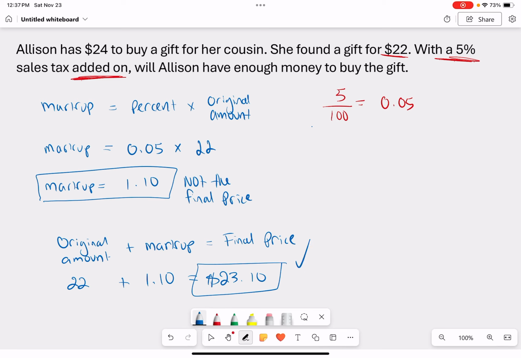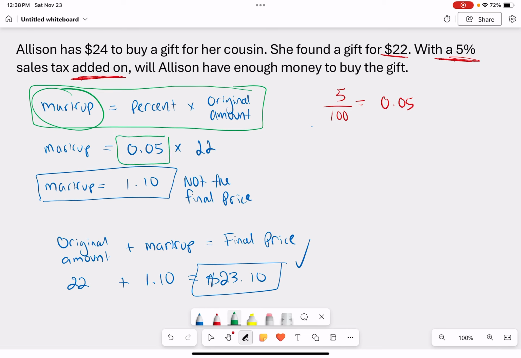So what we did first, and what I have my students write all the time, is write down the markup or markdown. This markup here may be a markdown, but in this case it was a markup. We're going to equal it to a percent times the original amount. I asked my students then, is there a percent given in the problem? Yes. So immediately write down the percent in decimal form. Is there an original amount? Yes, there is. It's $22. We're going to underline that, of course, in the actual problem.